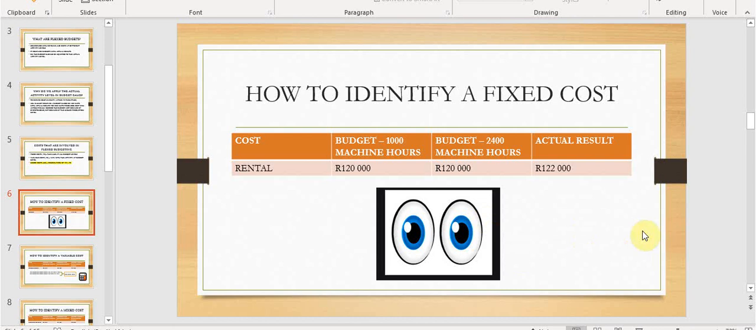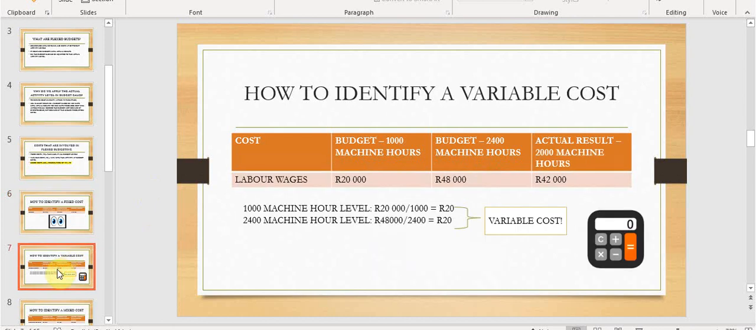So it simply means that if you want to identify the fixed cost, the only thing you need to do is go and check whether the different budgeted levels contain the same amount for this type of cost. So in this case, it's the same, and therefore rental is a fixed cost. Right, the next type of cost that we have is a variable cost.